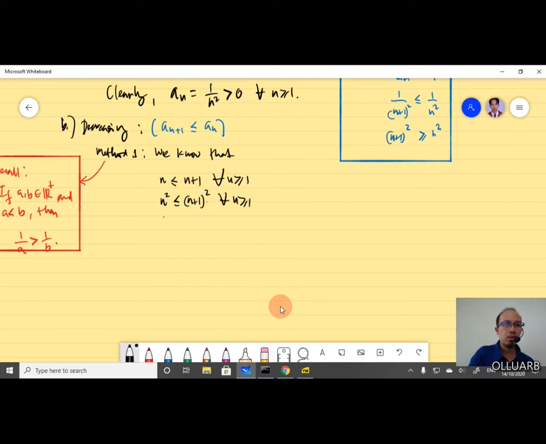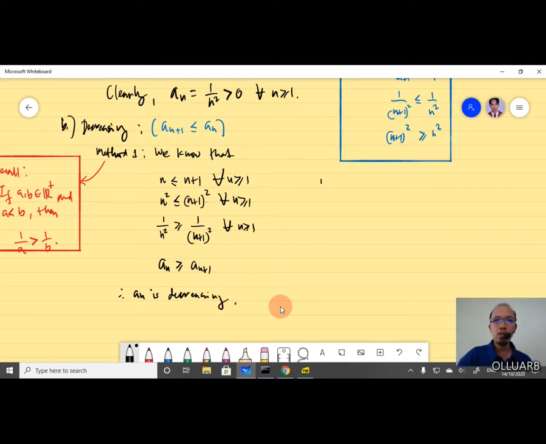So this is true, 1 over n squared is greater than 1 over n plus 1 squared, for all n greater than or equal to 1. This is true by this recall, and we know that this is our a sub n, and this is a sub n plus 1. So clearly we show that our sequence is decreasing. Therefore a sub n is decreasing. Okay, so that's method 1.